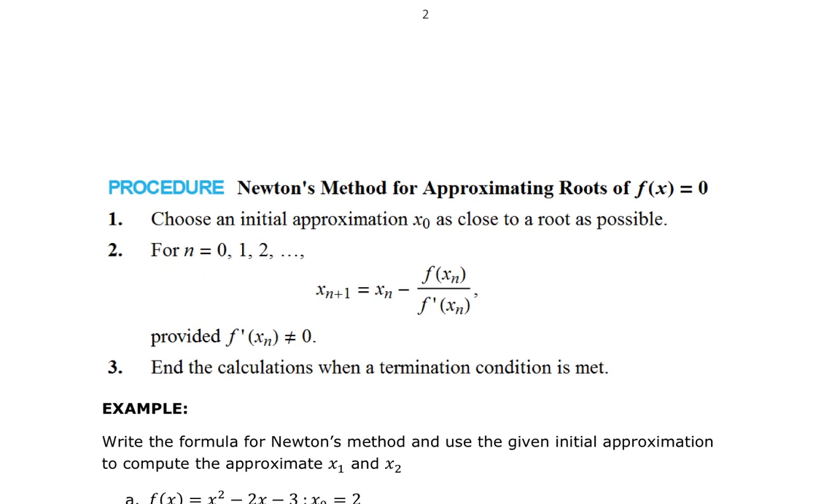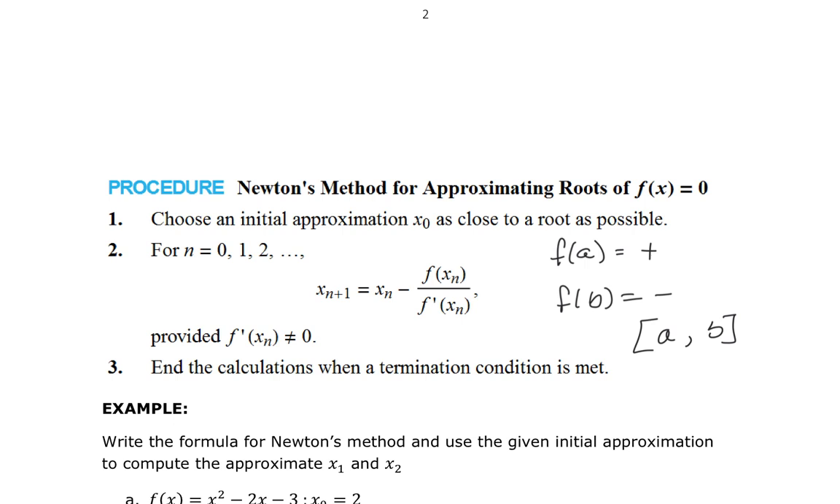Here is the procedure. We're going to choose an initial approximation as close to the root as possible. If we're not given our x sub naught, our initial point, we can use the intermediate value theorem. We know that if f of a is a positive number and f of b is a negative number or vice versa, there must be a 0 in that interval from a to b. We can use that, and in one of the examples, we will do that.